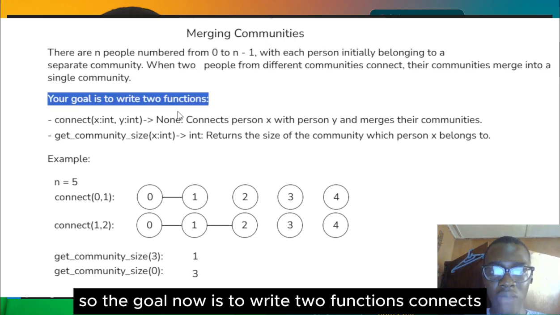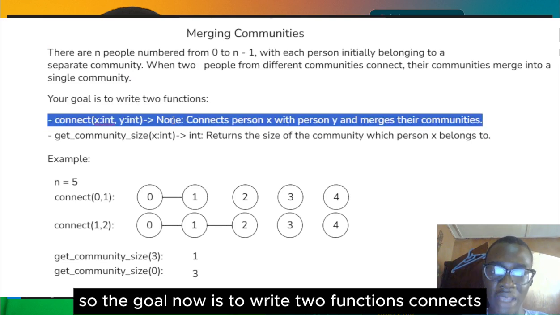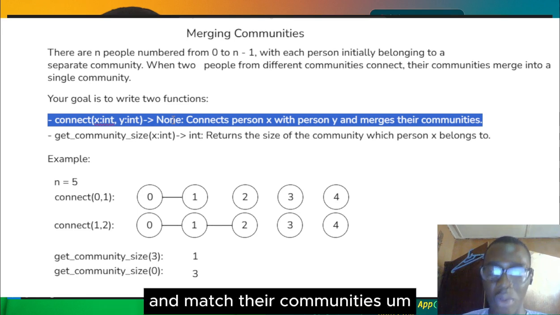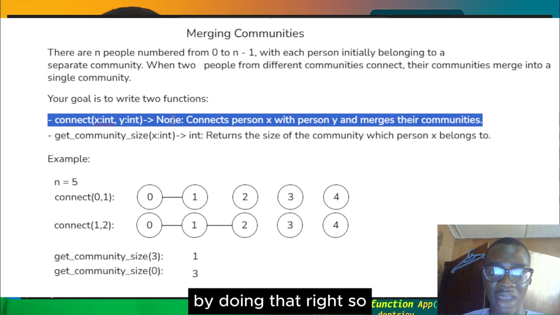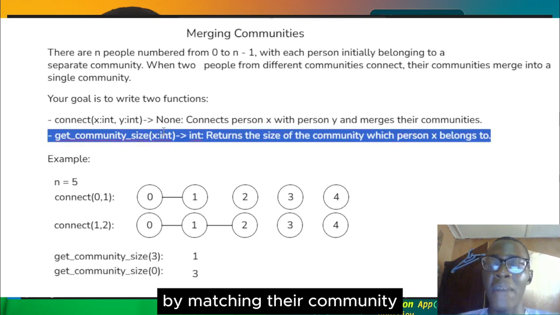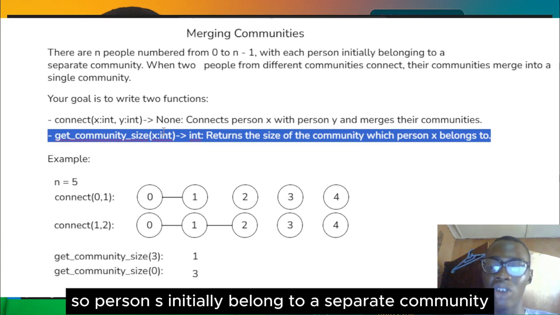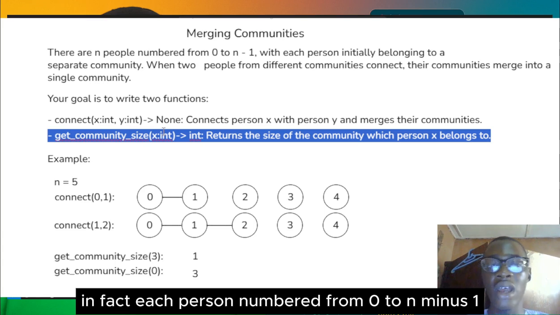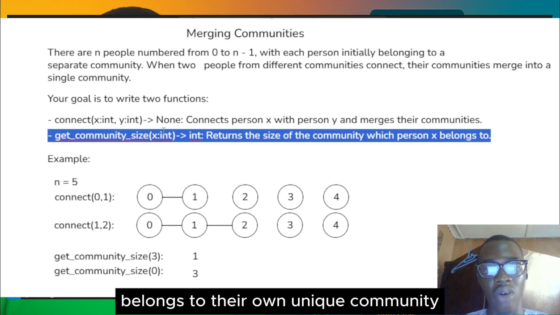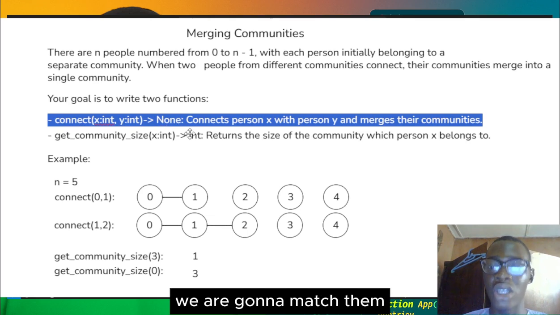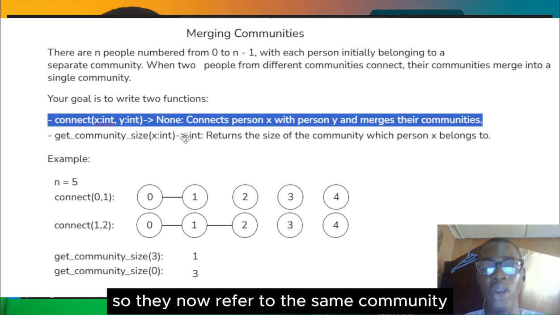So the goal now is to write two functions: connect, that is going to connect person X with person Y and merge their communities. Person X initially belonged to a separate community, person Y belonged to a separate community. In fact, each person numbered from 0 to n minus 1 belongs to their own unique community. But when we try to connect X and Y through this function, we are going to merge them so they now refer to the same community.